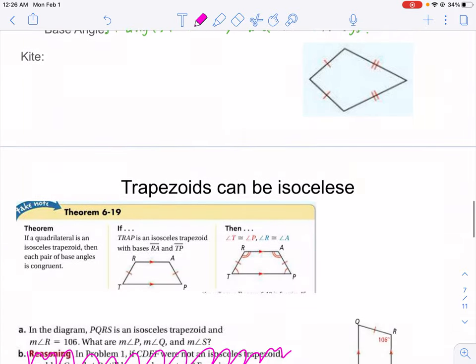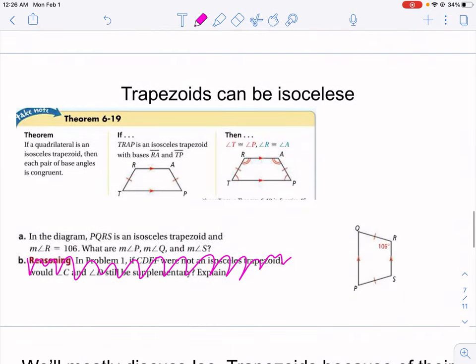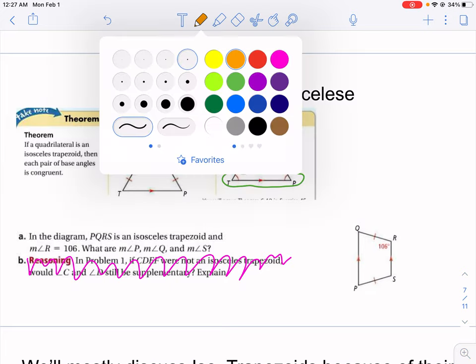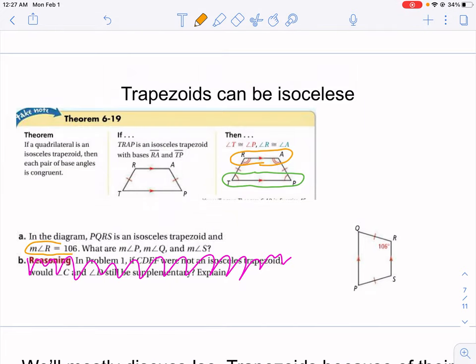Now, that doesn't seem like there's too much opportunity for algebra right there. But fortunately, trapezoids can be isosceles, just like triangles. And just like isosceles triangles, there's a theorem which says that the base angles of an isosceles trapezoid are equal. Unlike an isosceles triangle, there's two pairs of base angles. So there's two pairs of equal angles in any isosceles trapezoid. Now suppose that angle R in this diagram is equal to 106. What are the other three angles, what are their measures?